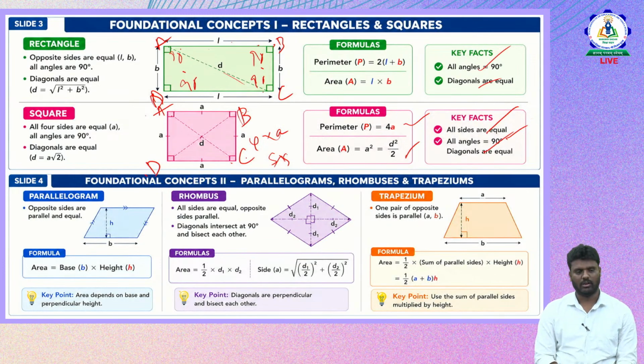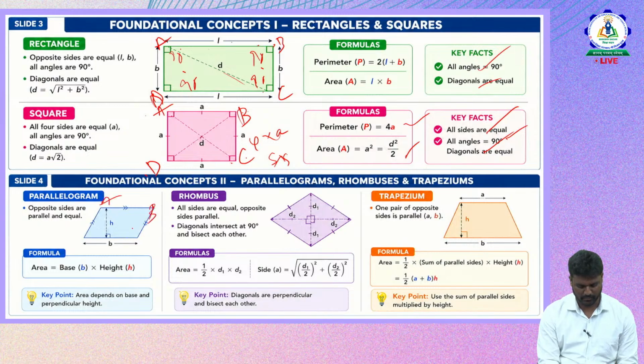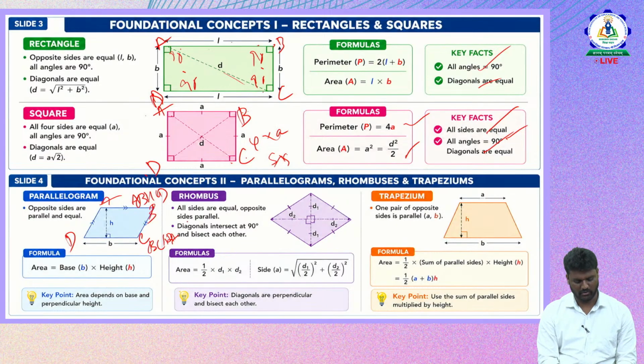Now coming to another concept, let us go to the parallelogram. In a parallelogram, all opposite sides are parallel and equal. Let us take the parallelogram ABCD, where AB is parallel to CD, and BC is parallel to DA.